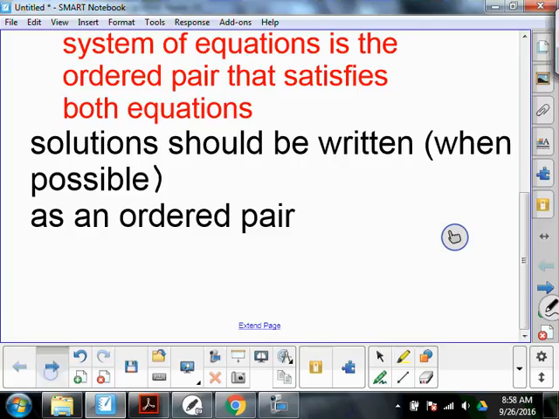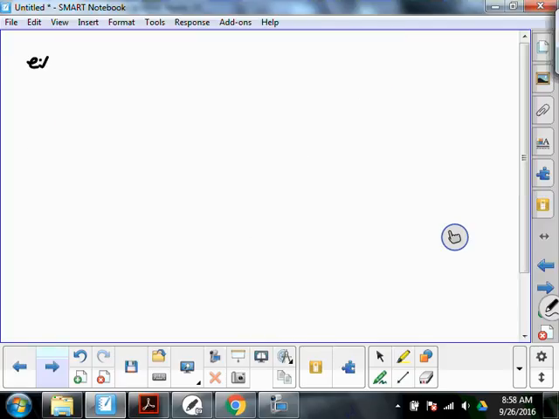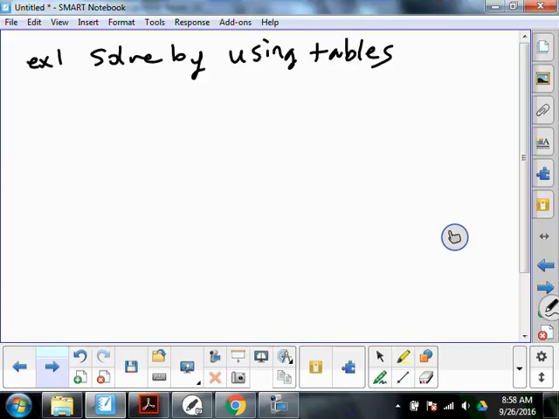Here we go. Example numero uno. Example 1. Solve by using tables. I like to get the tables one out of the way. I'll be honest with you. I'm not a fan of the table method. Can't stand it. Don't like it one bit.